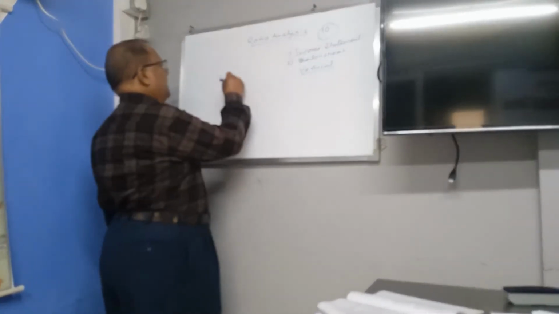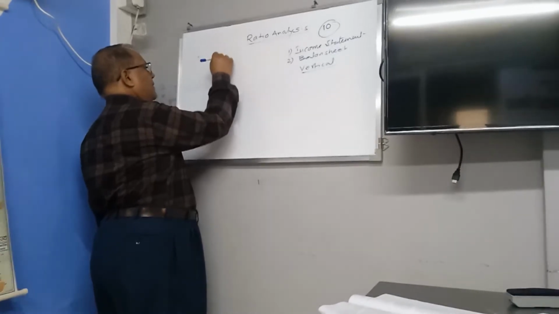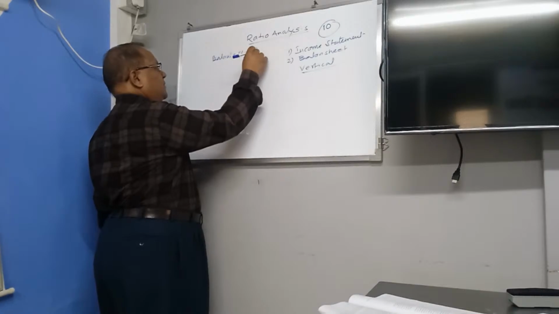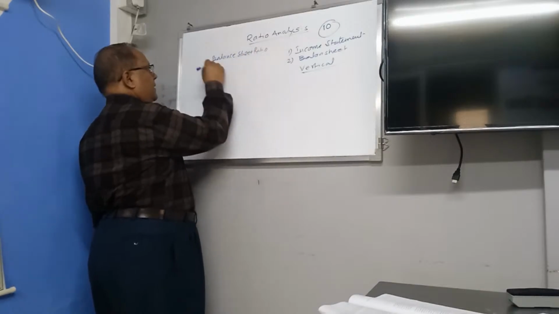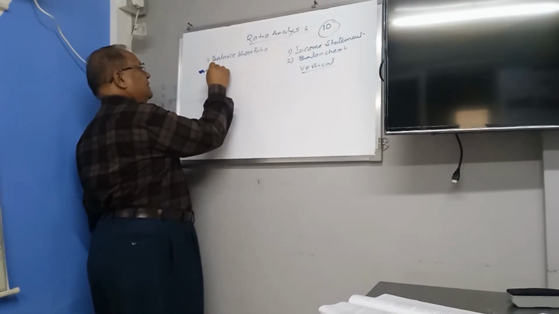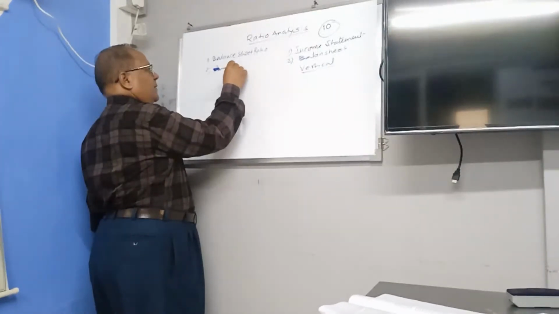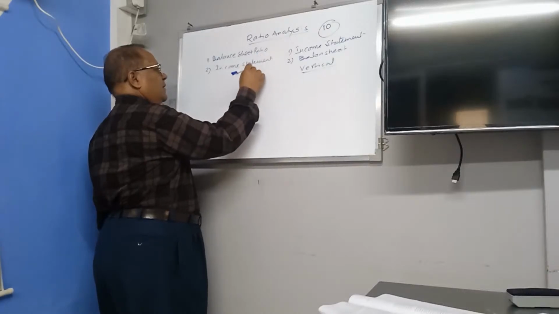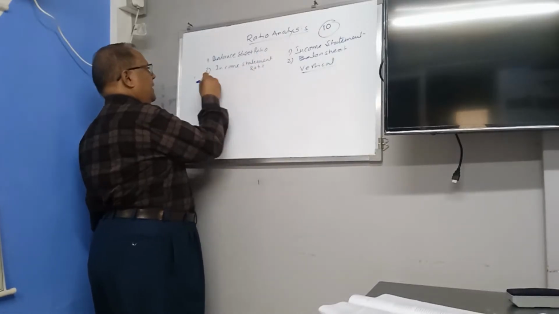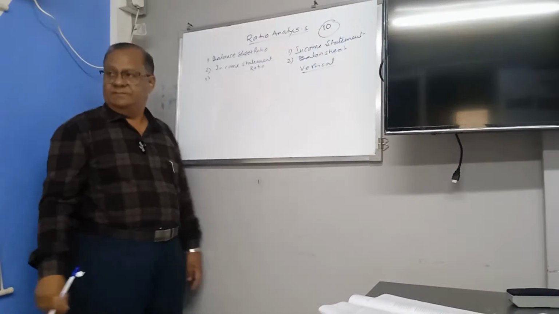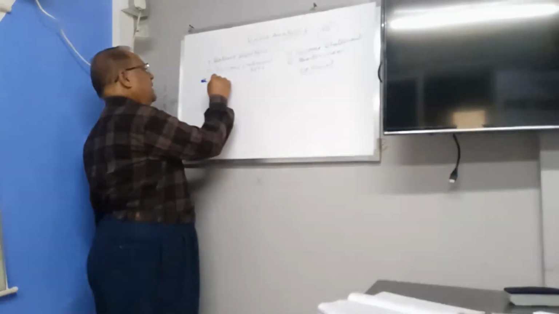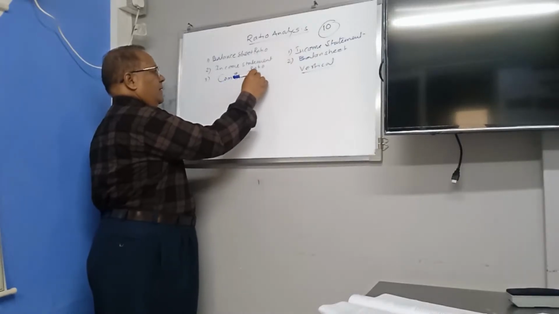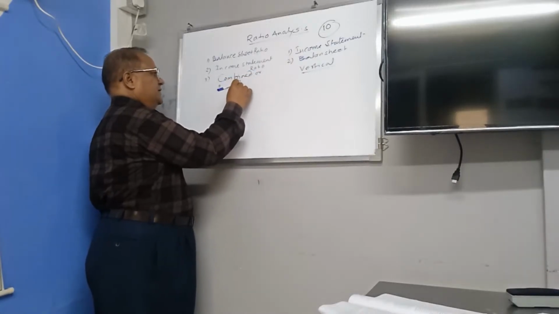First will be balance sheet ratio, and second is income statement ratio, and third will be combined or mixed ratio. Combined or mixed ratio.